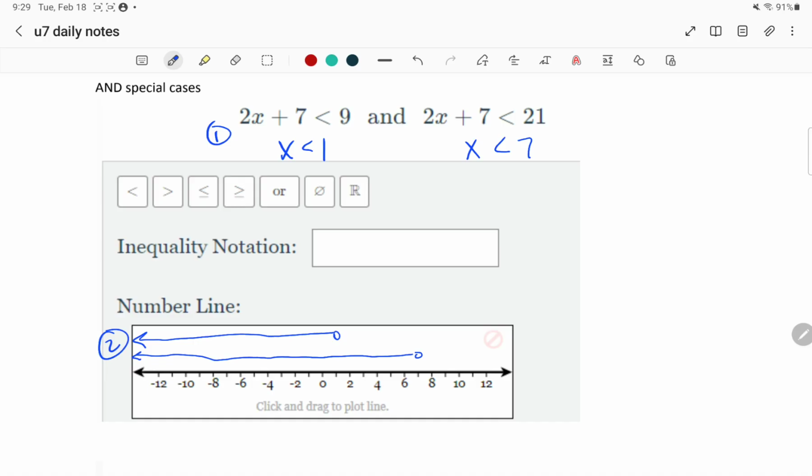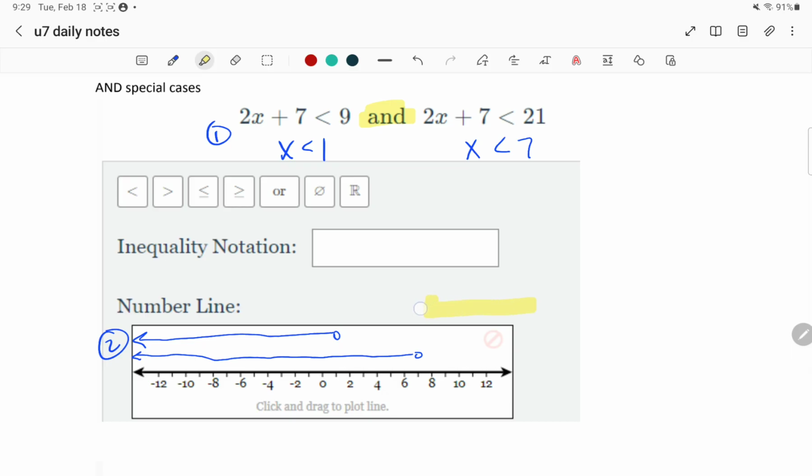Okay. So they're both less than, so I went to the left both times. This is where it becomes different, right? When I graphed it, I didn't get Baymax's eyes or a gap in the middle. They're both going the same way. It is an and statement. I know that because it told me. And when it's an and, I only keep where it overlaps.